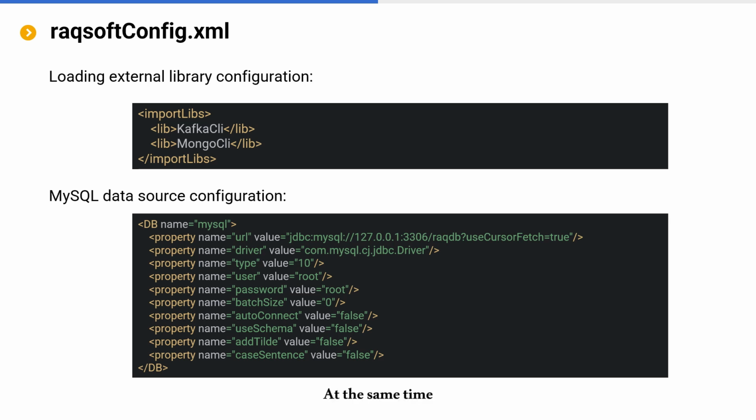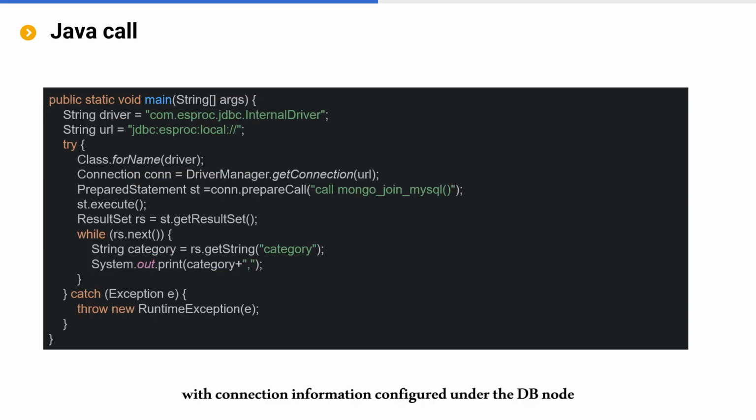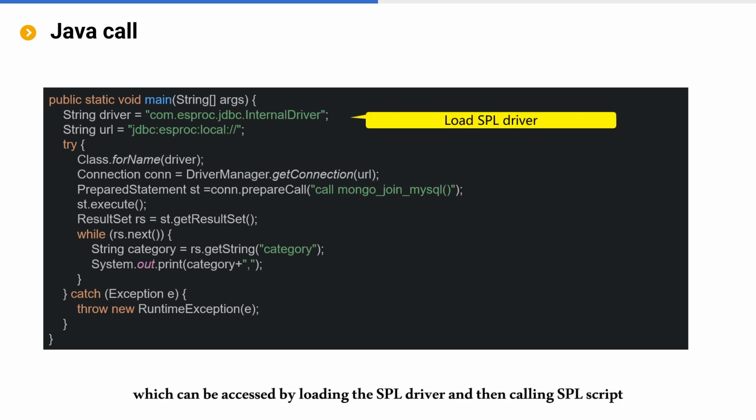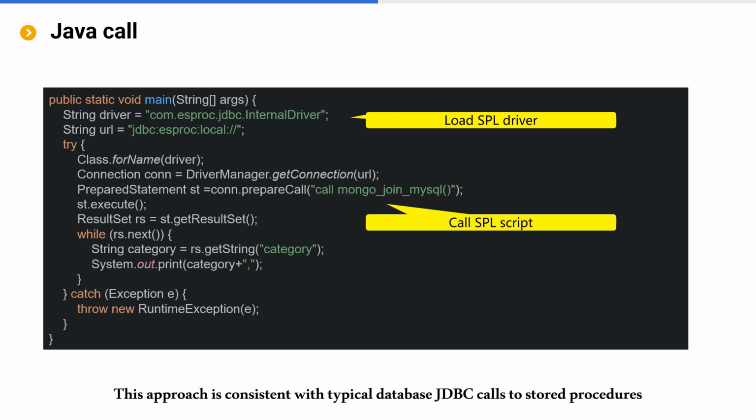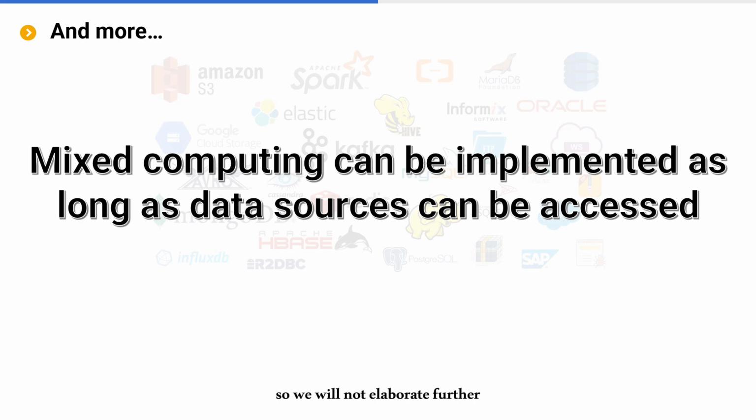At the same time, the MySQL data source also needs to be configured here, with connection information configured under the DB node. SPL is encapsulated as a standard JDBC interface, which can be accessed by loading the SPL driver, and then calling SPL script. This approach is consistent with typical database JDBC calls to stored procedures, so we will not elaborate further. The above is the content of SPL multi-source mixed computing.